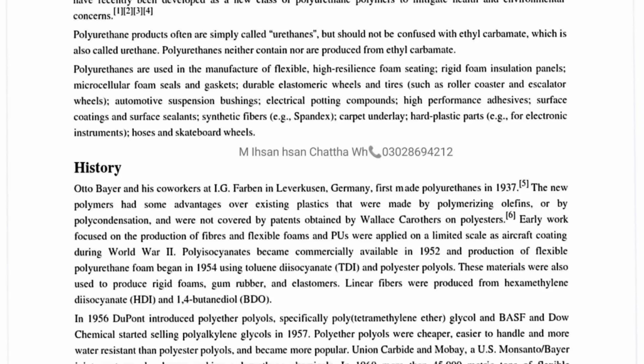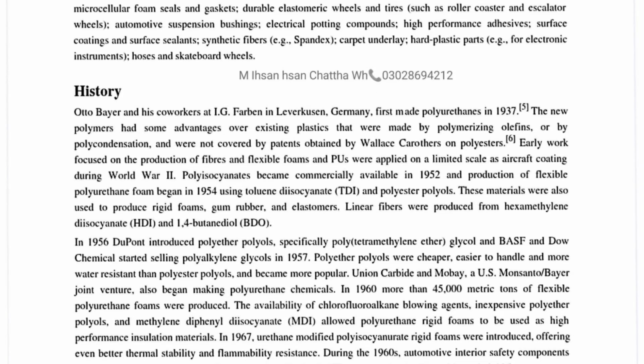In 1956, DuPont introduced polyether polyol, especially polytetramethylene ether glycol, and BASF and Dow Chemical introduced polyalkylene glycol. All these joint ventures were the beginning of the new urethane chemicals.